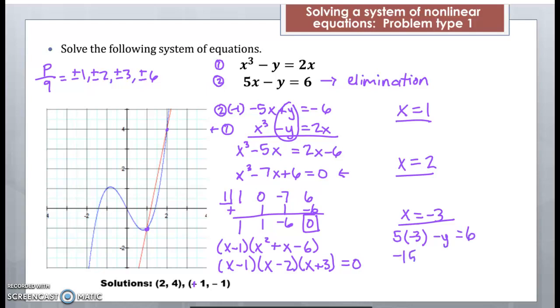So this is negative 15. I'm going to subtract 6 from both sides and add y to both sides. So negative 15 minus 6 equals y, or negative 21 equals y. You can see why we didn't see this on the graph, because that's way, way down there. So I also have an extra solution at (-3, -21). I want you to go ahead and go through these two x values and make sure you get the y value of 4 when you plug in 2 for x and 2 when you plug in 1 for x. So those are some examples of solving systems of nonlinear equations.